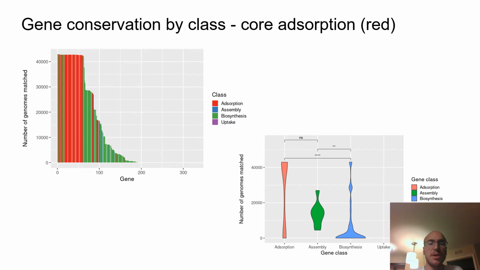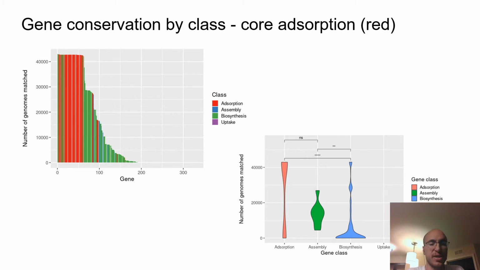In these first results, I'm showing you the level of conservation of the genes included in this bioinformatics survey. The left plot shows the genes ranked from most conserved to least conserved and colored by the stage of phage infection at which they act. The first 60 or so genes are core genes found in all of our curated Staph aureus genomes, about 43,000. And these are mainly red. These are adsorption genes by far that constitute the core gene set.